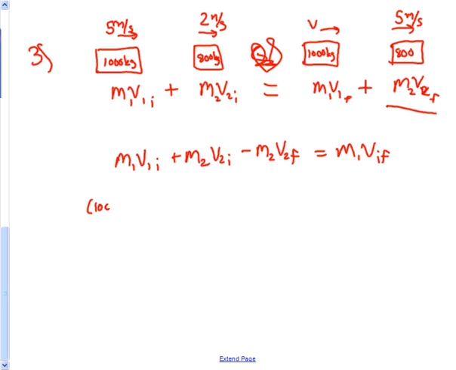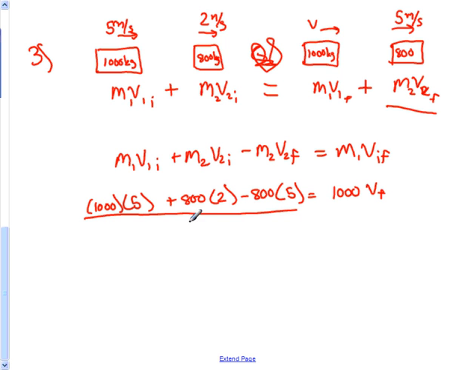So we have 1,000 times 5, dropping some units here just to make life a little bit easier, that's m1 times v1i, plus m2, which is 800, multiplied by v2i, which is 2, minus 800, multiplied by v2f, which is 5, and this is equal to m1, which is 1,000, multiplied by vf. Once you get through all this, you divide by 1,000 to cancel that out, and you would have a final velocity. I don't have this calculated, so I'm going to use my calculator.